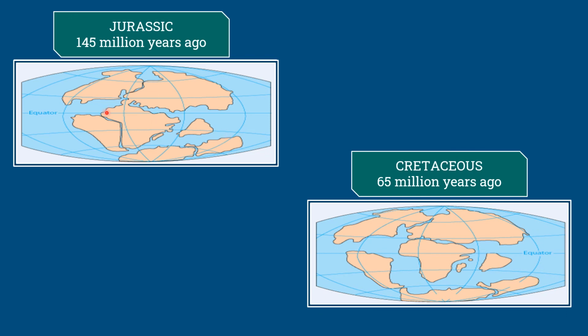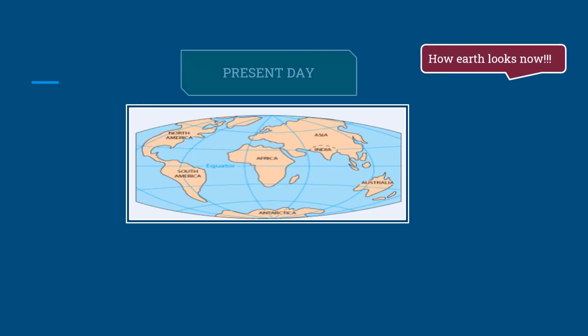Still we can see that this division is occurring, South America and Africa, and into the Cretaceous period, 65 million years ago, when India also started drifting towards the tropical region. So this was how the continents broke down and drifted, and now how the continents can be seen. It looks like this, the present day continents.